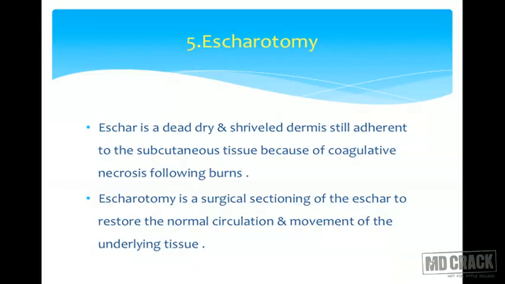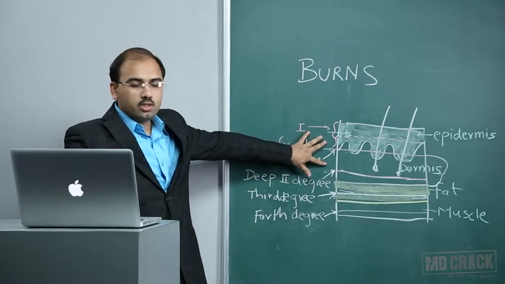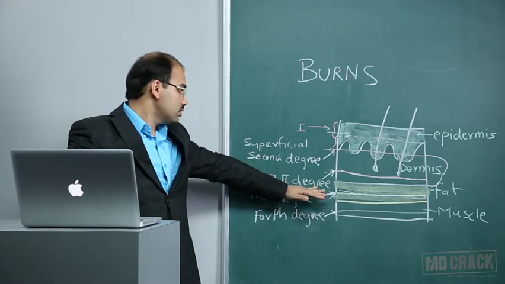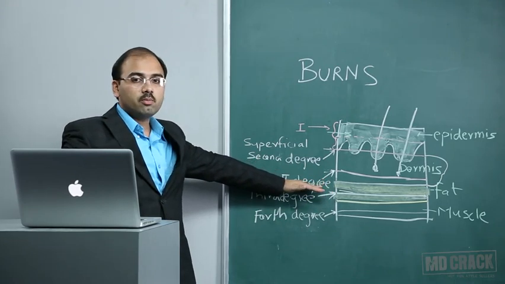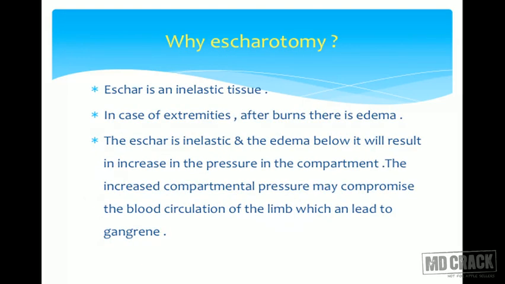Now we'll see escharotomies. Eschar is a dead, dry and shriveled dermis that is still adherent to subcutaneous tissue because of coagulative necrosis of burns. So eschar is formed after dermis injury. So it is seen in second degree or deep dermal burns onwards. Escharotomy is surgical sectioning of the eschar to restore normal circulation and movement of underlying tissue. Why escharotomy? Eschar is inelastic tissue.